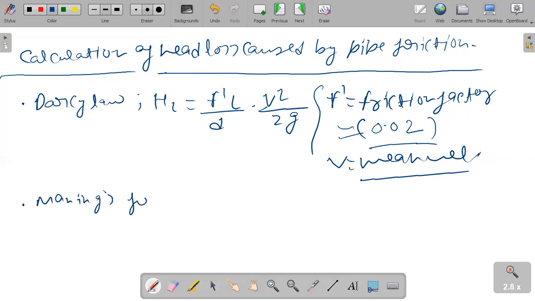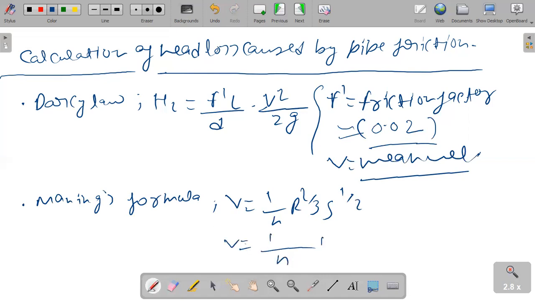Manning's formula. In Manning's formula, we have V = (1/n) R^(2/3) S^(1/2). If you want to modify this, you get V = (1/n) R^(2/3) (hf/L)^(1/2), where S = hf/L. This is from Manning's side.